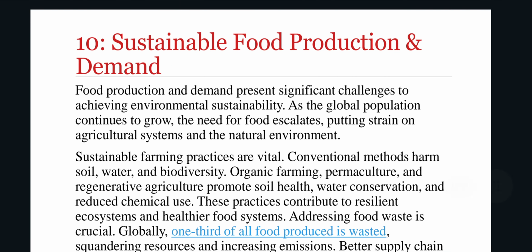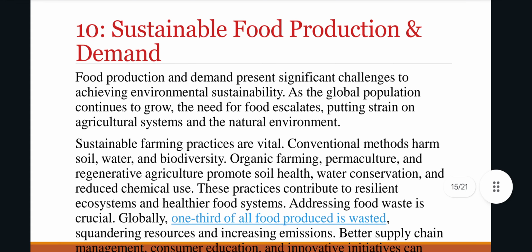Next is sustainable development for food production and demand. Food production and demand present significant challenges in achieving environmental sustainability. As the global population continues to grow, the need for food escalates, putting strain on the agricultural system and the natural environment. Sustainable farming practices are very important. Conventional methods harm the soil, water and biodiversity. Organic farming, permaculture and regenerative agriculture promote soil health, water conservation and reduced chemical use.